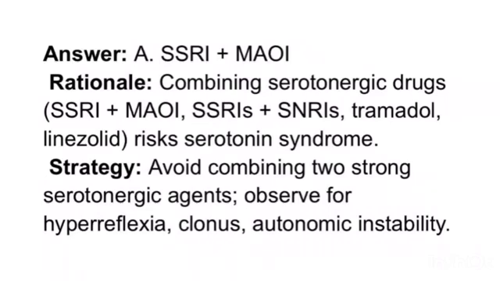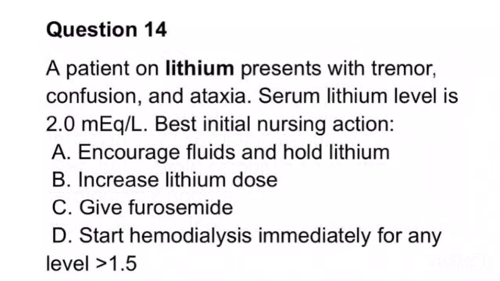Strategy: avoid combining too strong serotonergic agents, observe for hyperreflexia, clonus, autonomic instability. Question 14. A patient on lithium presents with tremor, confusion, and ataxia. Serum lithium level is 2.0 milliequivalent/L. Best initial nursing action. A. Encourage fluids and hold lithium.